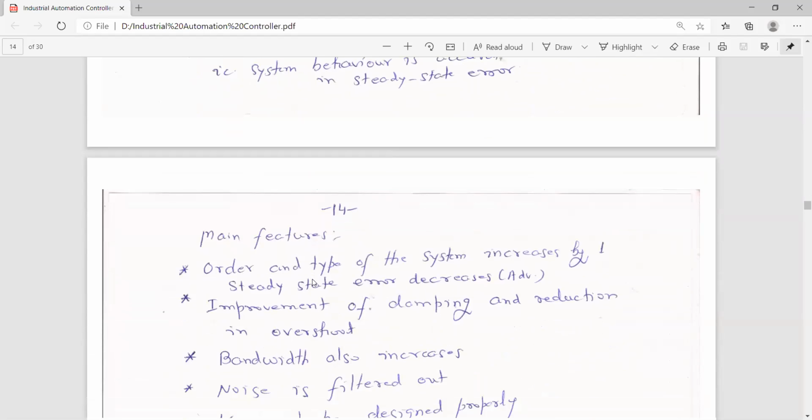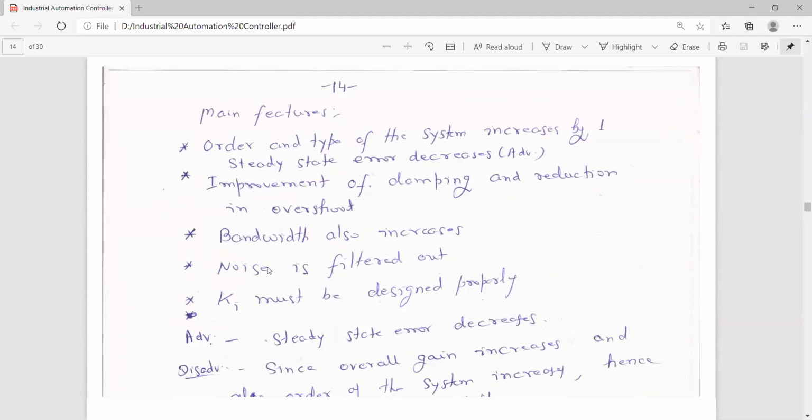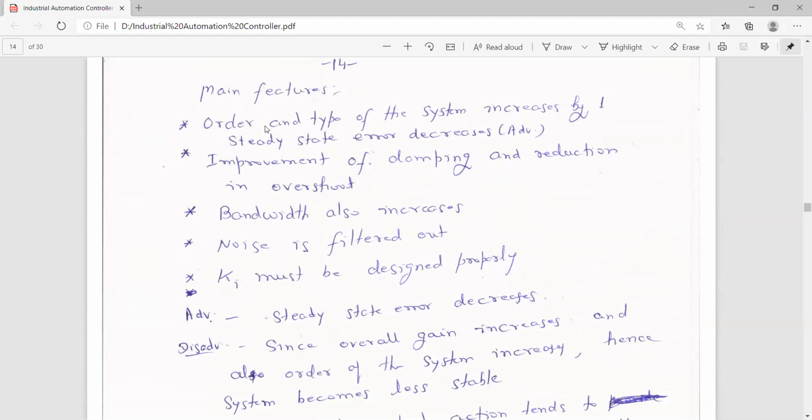So what are the main features of this PI controller? In the case of the PI controller, the order and type of the system are increased by 1. The order is also increased, and the type is also increased by 1 because Ki by s is added here. The number of poles at the origin is the type of the system. So this addition is there and the order goes from second to third. So the order and type of the system are increased. As a result, the steady state error decreases.